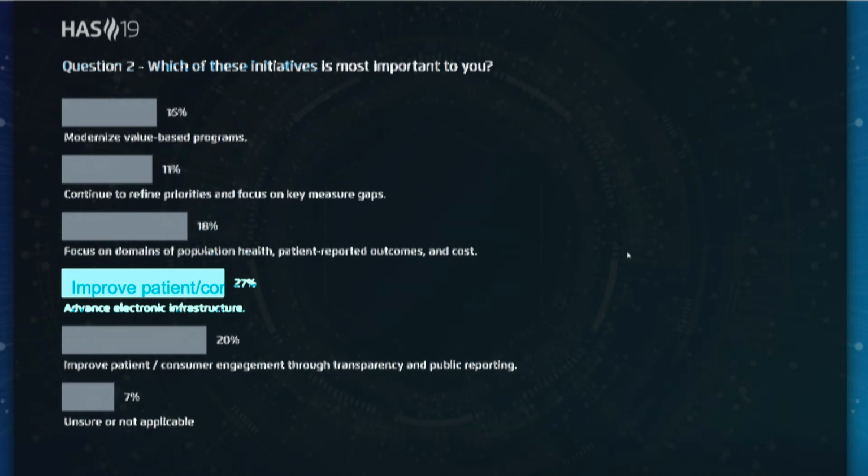Okay, again, this is session number 8, question number 2. Go ahead and take a couple more seconds to get your votes in.